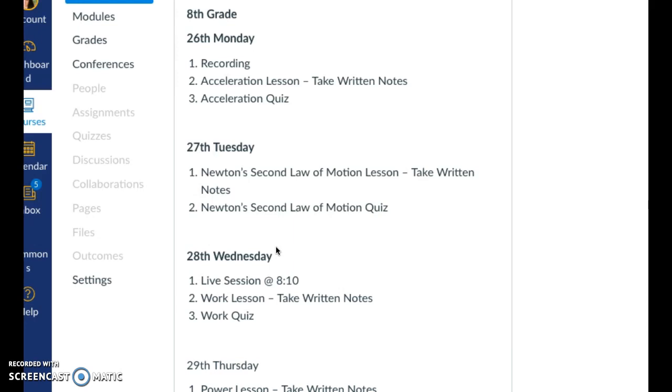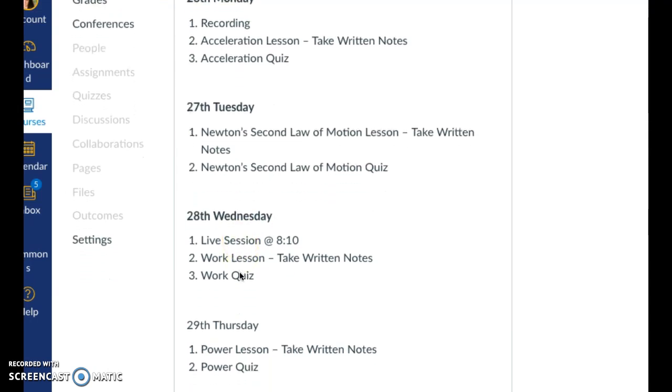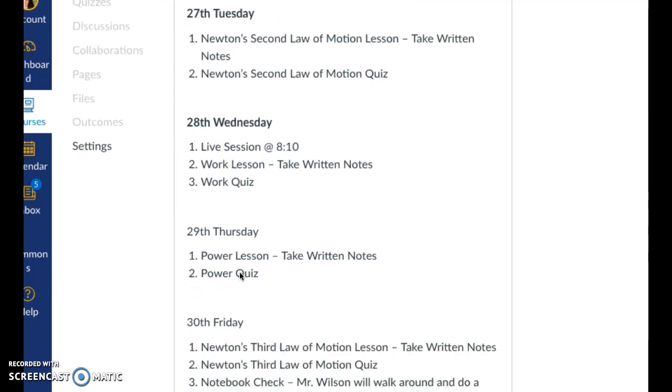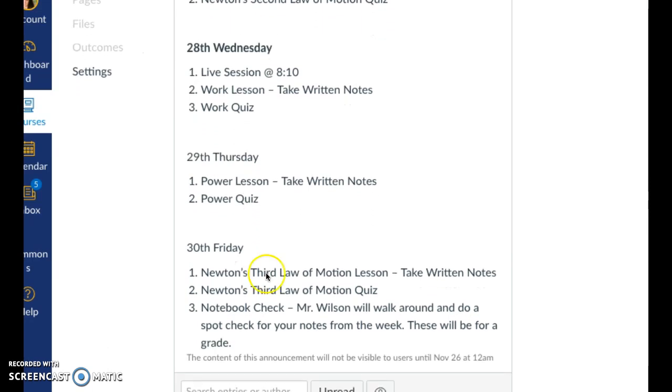So acceleration lesson and quiz for today. Then tomorrow, Newton's second law of motion lesson and quiz. Again, make sure you're doing that written assignment, the practice that's in there. Wednesday, work lesson and quiz. Thursday, power lesson and quiz. Friday, Newton's third law of motion lesson and quiz.